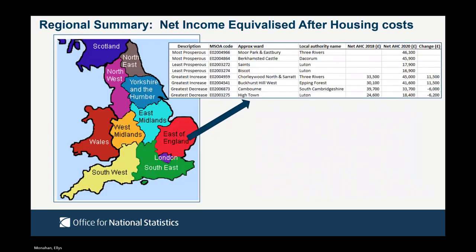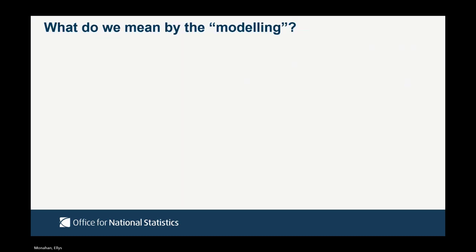And we've got an analysis, so we've pulled out for each region, the east of England, the two most prosperous, the two least prosperous, the two with the greatest increase and the greatest decrease. And we can produce that for all of the regions. Next. So what do we mean by modelling?